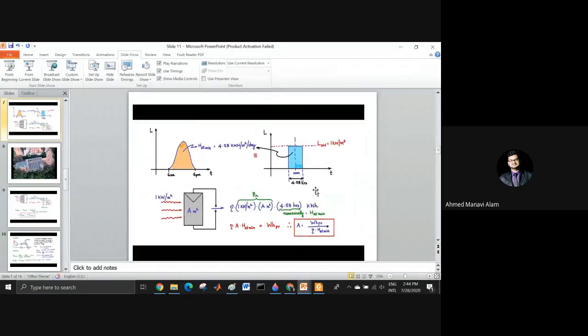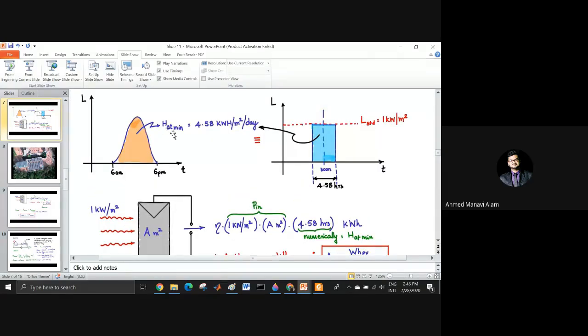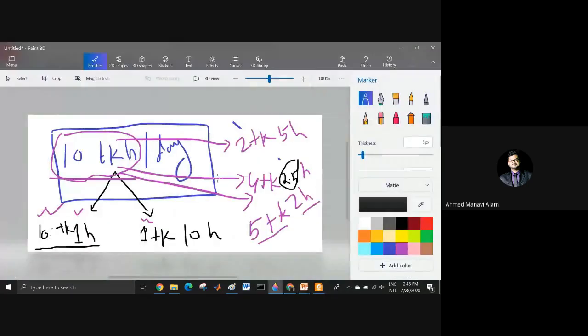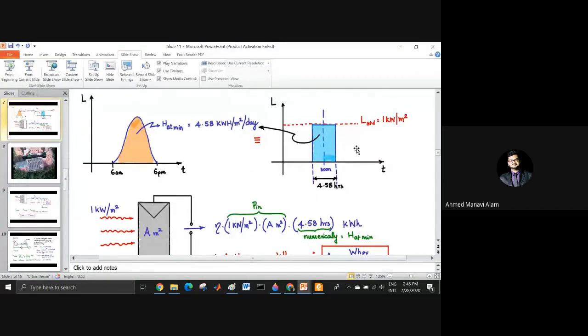Whatever science things we study, everything can be understood with real life analogies. Sometimes many things cannot be understood this way, I do not deny that, but most things can. Converting this HET minimum into numerical hours is a very complicated thing, but by implementing it in the real life world we have all understood, I hope. So that means in order to get the standard insolation of 1 kilowatt per meter square, we have to operate this PV cell for 4.58 hours.